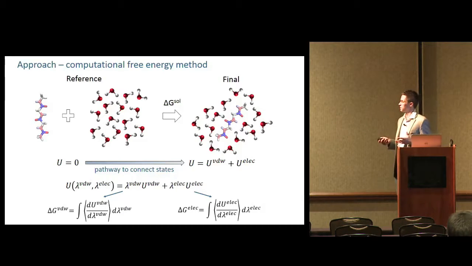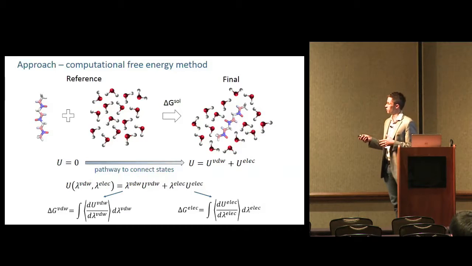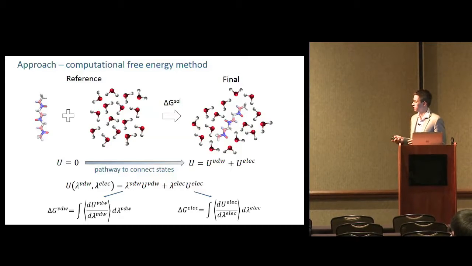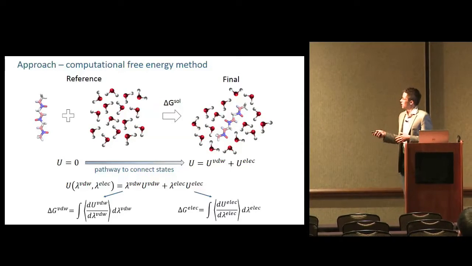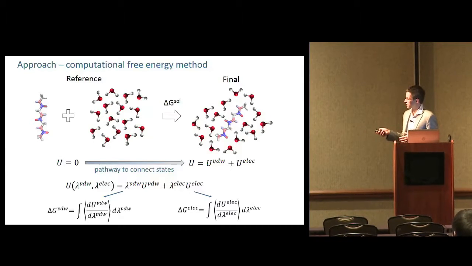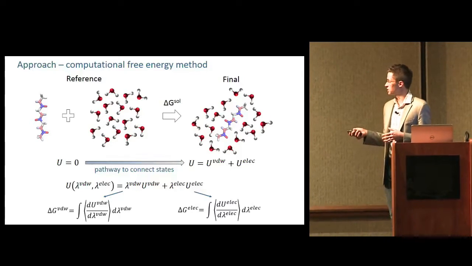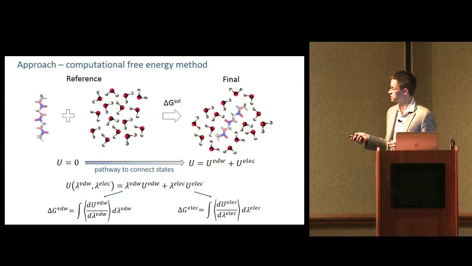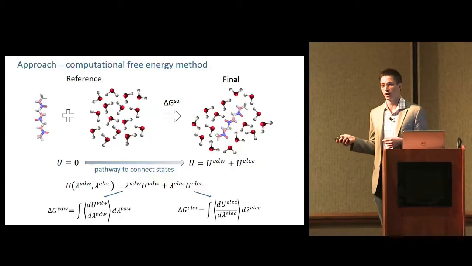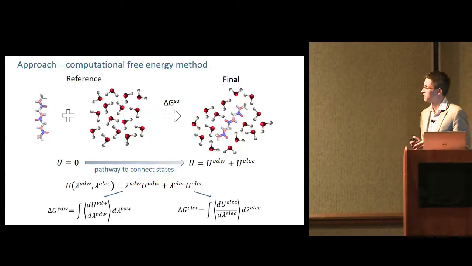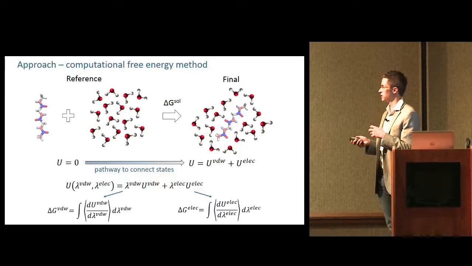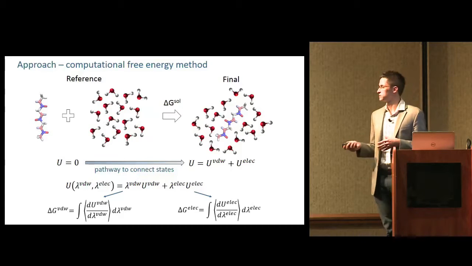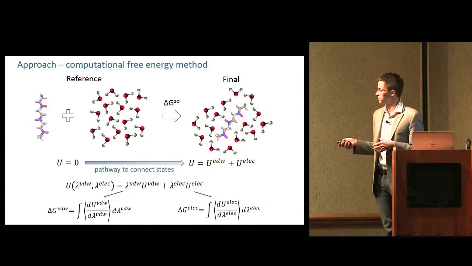And so to do this, we're taking a computational approach. We define our reference state as oligoglycine in the gas phase, not interacting with our box of water that we're going to be simulating. And then the final state, we have oligoglycine fully interacting with all the solvent molecules. And this interaction energy can be modeled as the sum of two terms, a van der Waals potential energy and electrostatic potential energy. In the reference state, again, they're not interacting, so the interaction energy is zero. And we're going to computationally connect these two states through a non-physical pathway by means of two coupling parameters, lambda van der Waals and lambda electrostatic.